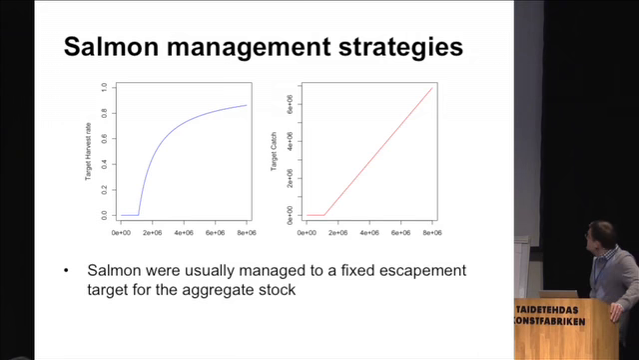Salmon management strategies in general. So historically, salmon were usually managed to a fixed escapement target, which means that the goal of the fishery manager was to allow a precise number of fish to escape the fishery. And that target escapement would allow them to maximize the return of the spawning fish. And these are just a couple of graphs showing the target catch at different escapement levels, or the target harvest rate at different escapement levels.